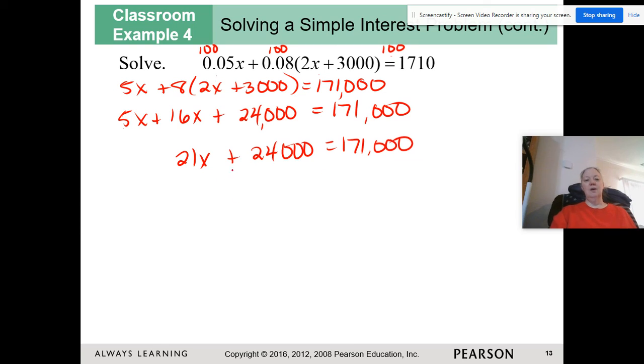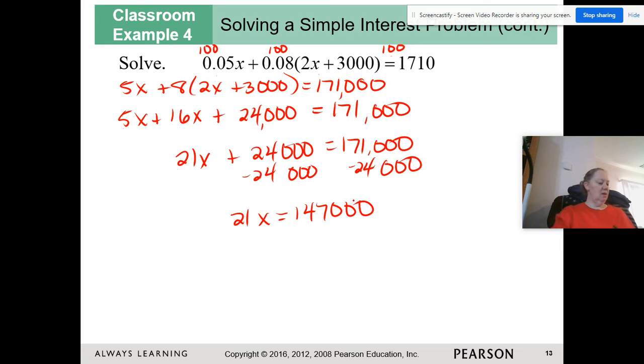171,000, and subtract. So 21x equals, I don't know what 171 minus 24 is, 147, and we're going to divide that by 21. And we get 7,000. So x is equal to 7,000.